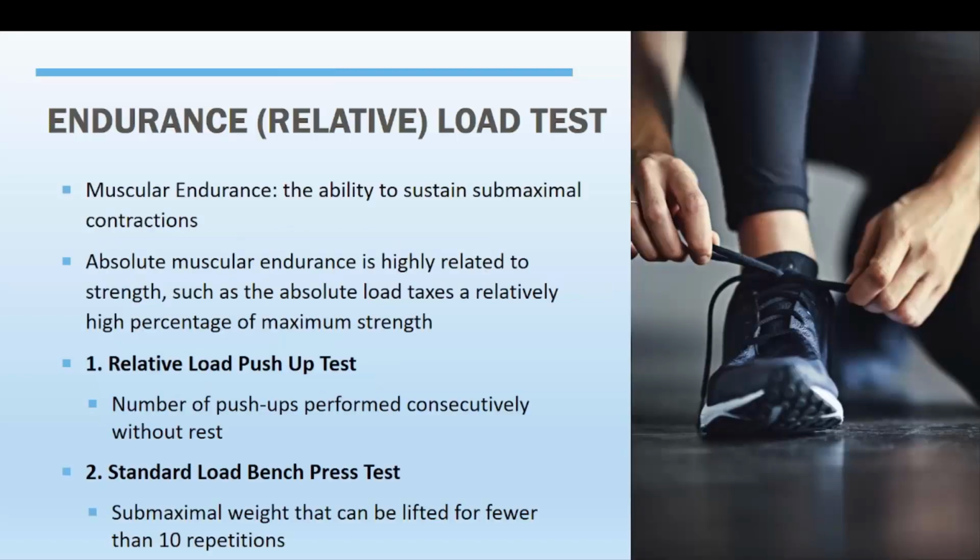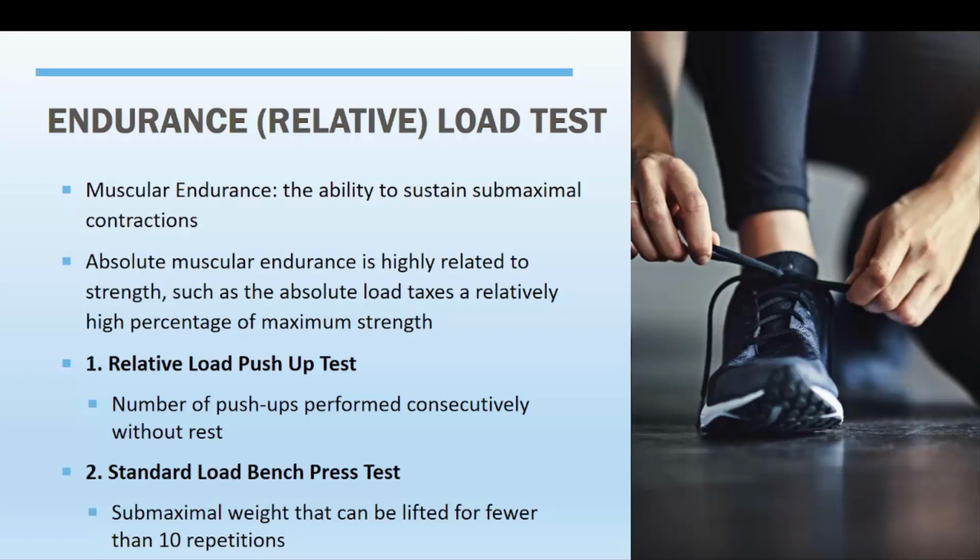The third and final portion of this lab is a muscular endurance test, otherwise known as a relative load test. Muscular endurance is the ability to sustain submaximal contractions. When a standard submaximal weight or resistance is assigned, the ability to sustain contractions is highly related to strength, as long as the absolute load taxes a relatively high percentage of maximum strength.